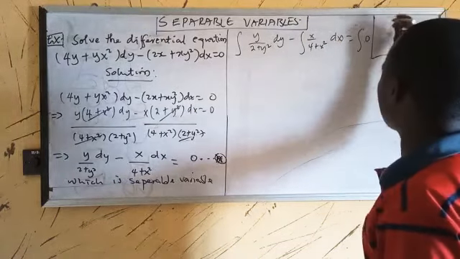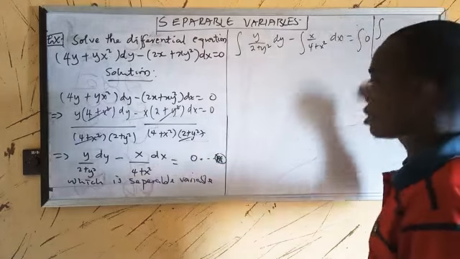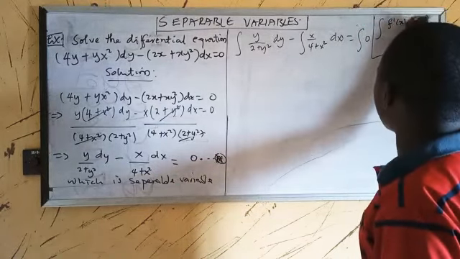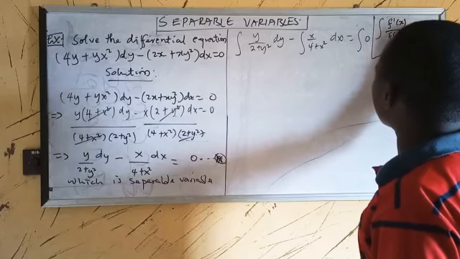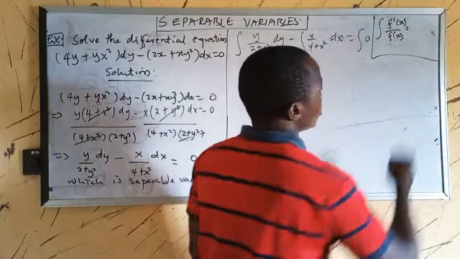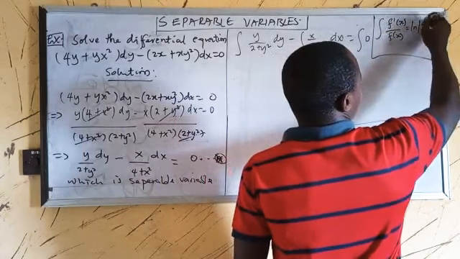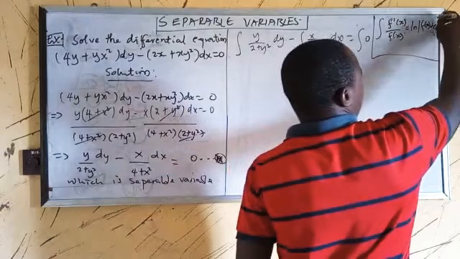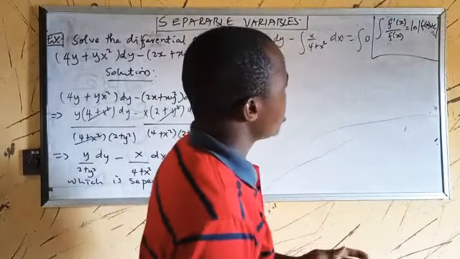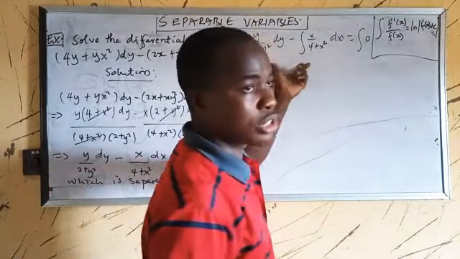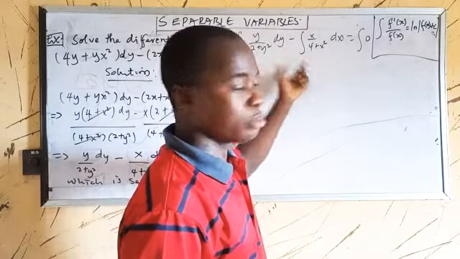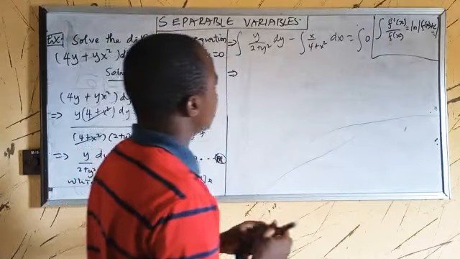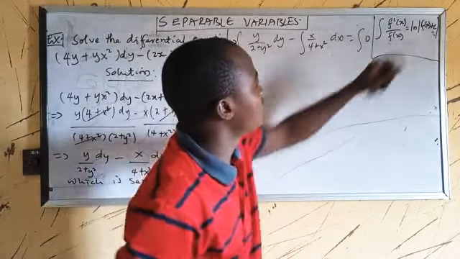To do this further, we are now going to use the fact that whenever you have the integral of f'(x) over f(x), it will be equal to ln|f(x)| + c. Understand? So we are going to use this fact to integrate this problem here. So what are you going to do here? You try to write this one in the form of this.